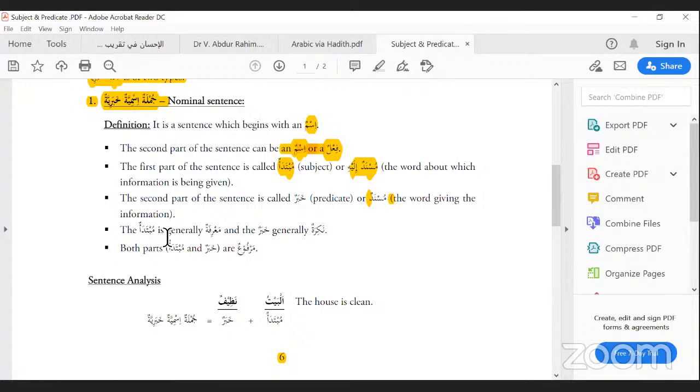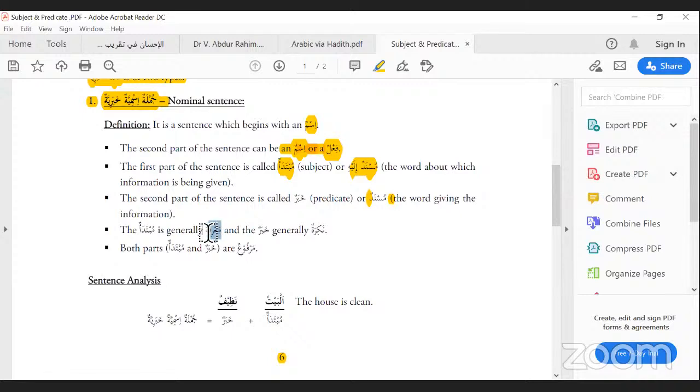Okay. Then we have the mubtada. So the mubtada is generally ma'rifah. So I'm going to ask someone to explain to me, which will be Sister Zabunisa Kanji. Assalamu alaikum. So Sister Zabunisa, what does this mean? The mubtada is generally ma'rifah. What does that mean?